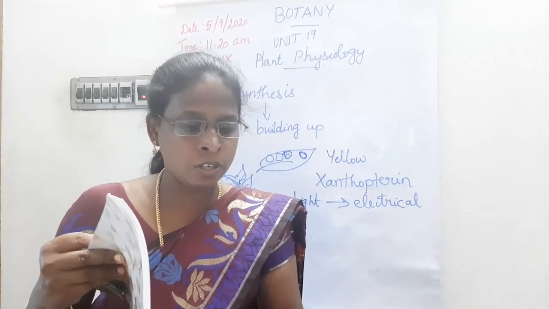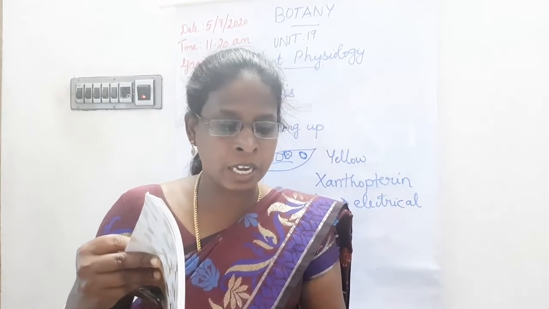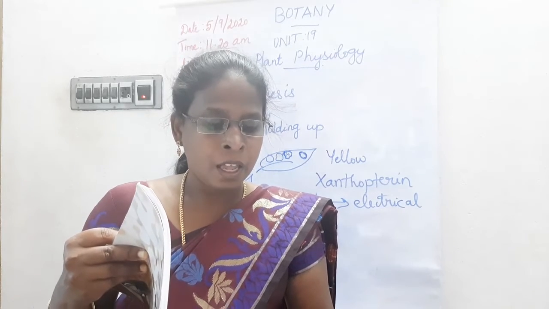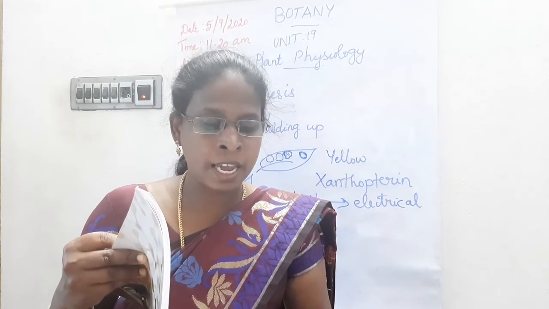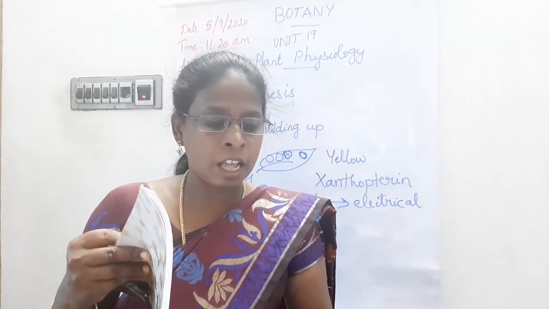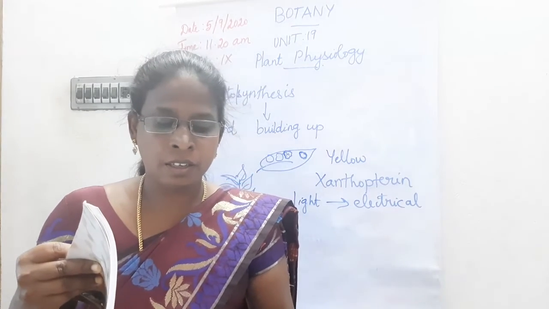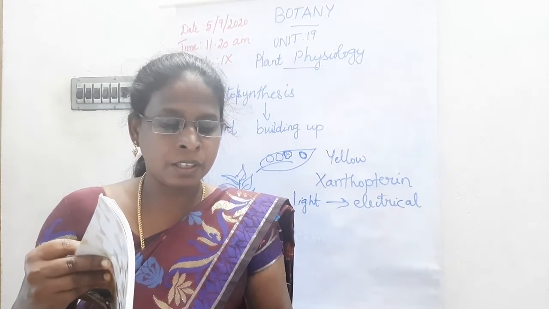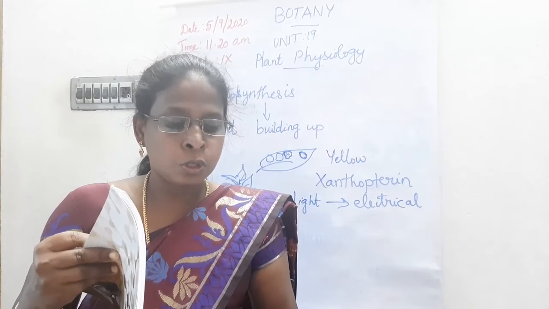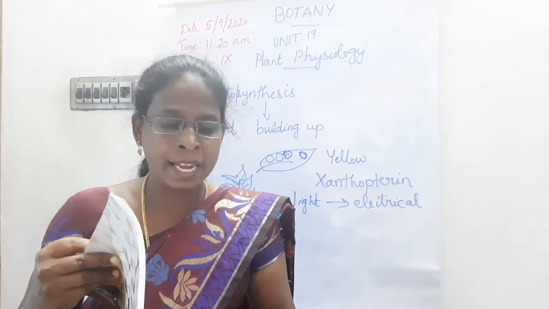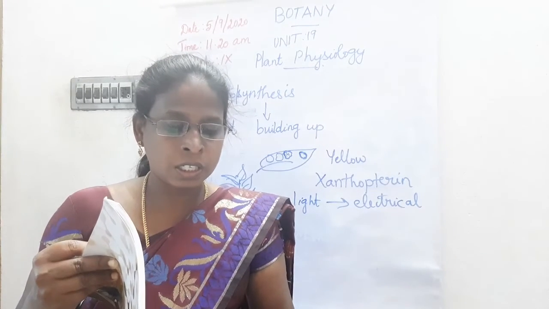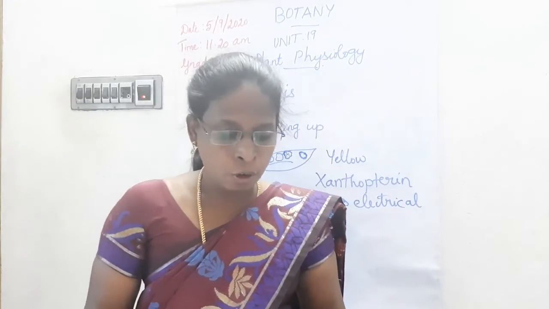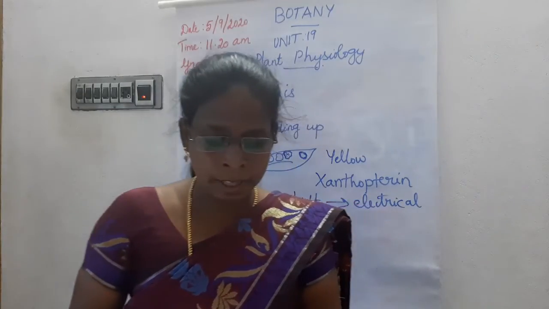The ninth question, to which directional stimuli do roots respond? First one, A, roots responds to gravity. Then B, shoots respond to light.